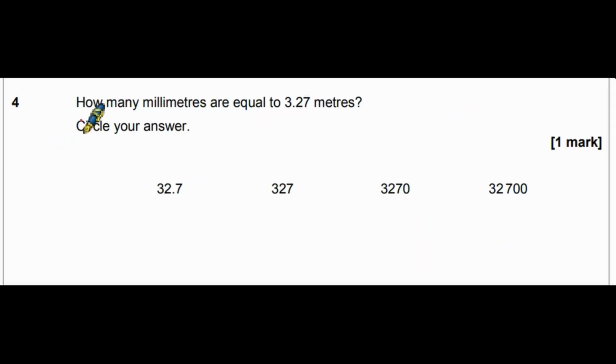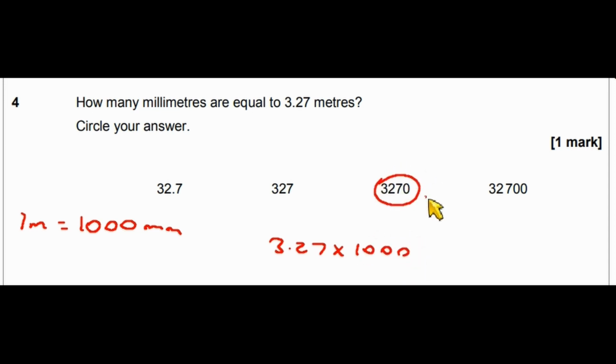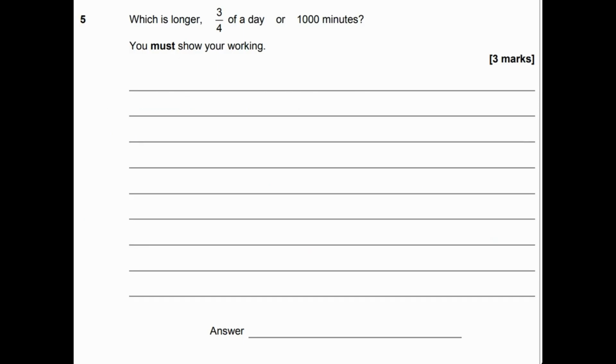And question 4, how many millimeters are equal to 3.27 meters? 1 meter equals 1,000 millimeters. Therefore, we need to take the 3.27 and multiply it by 1,000. And if we do that, we get 3270.